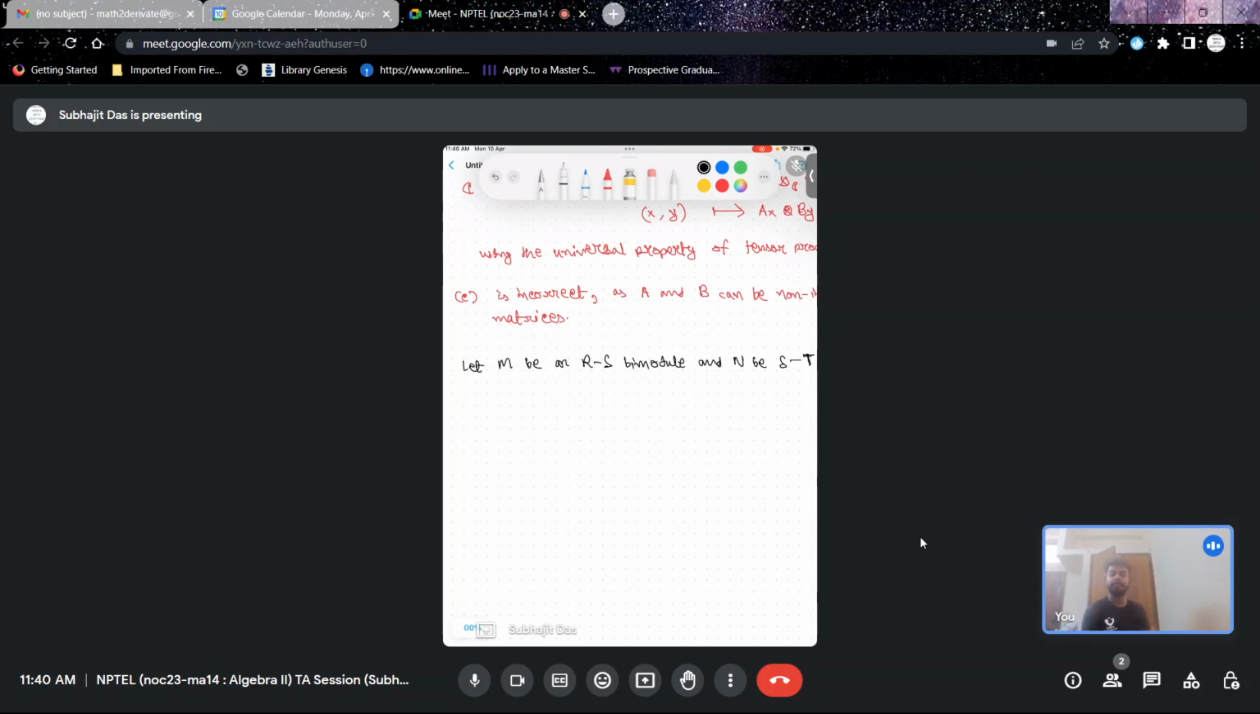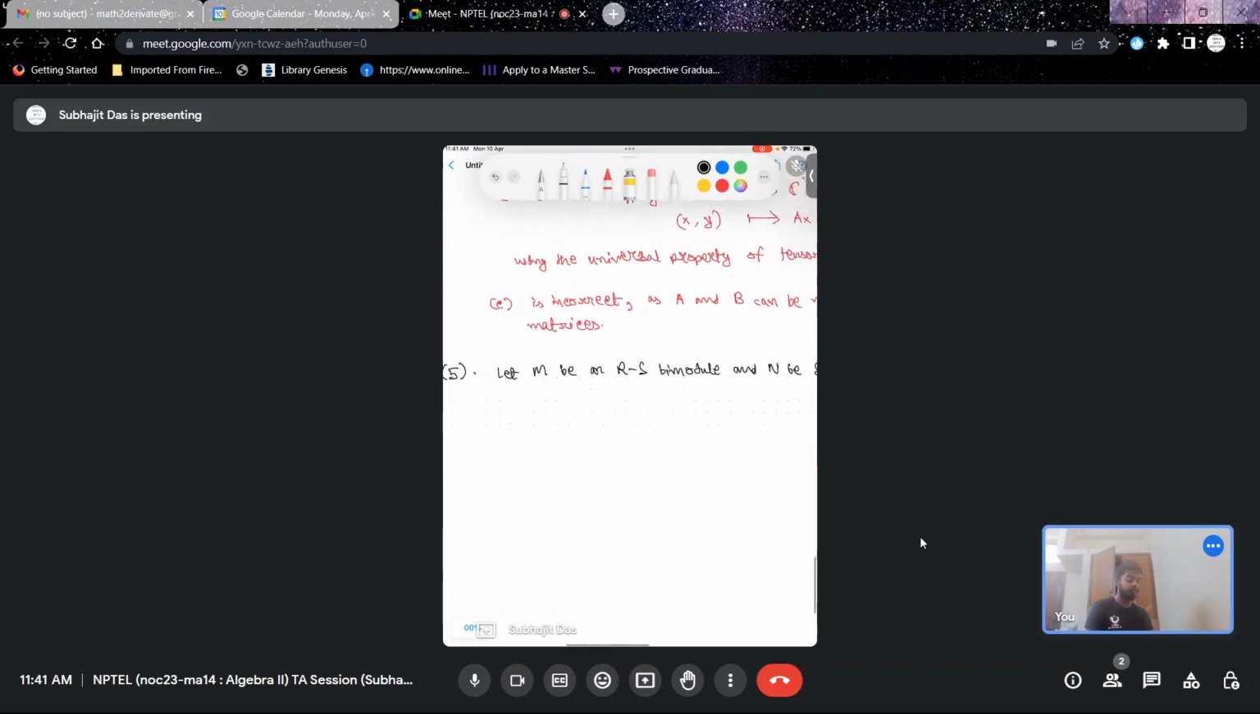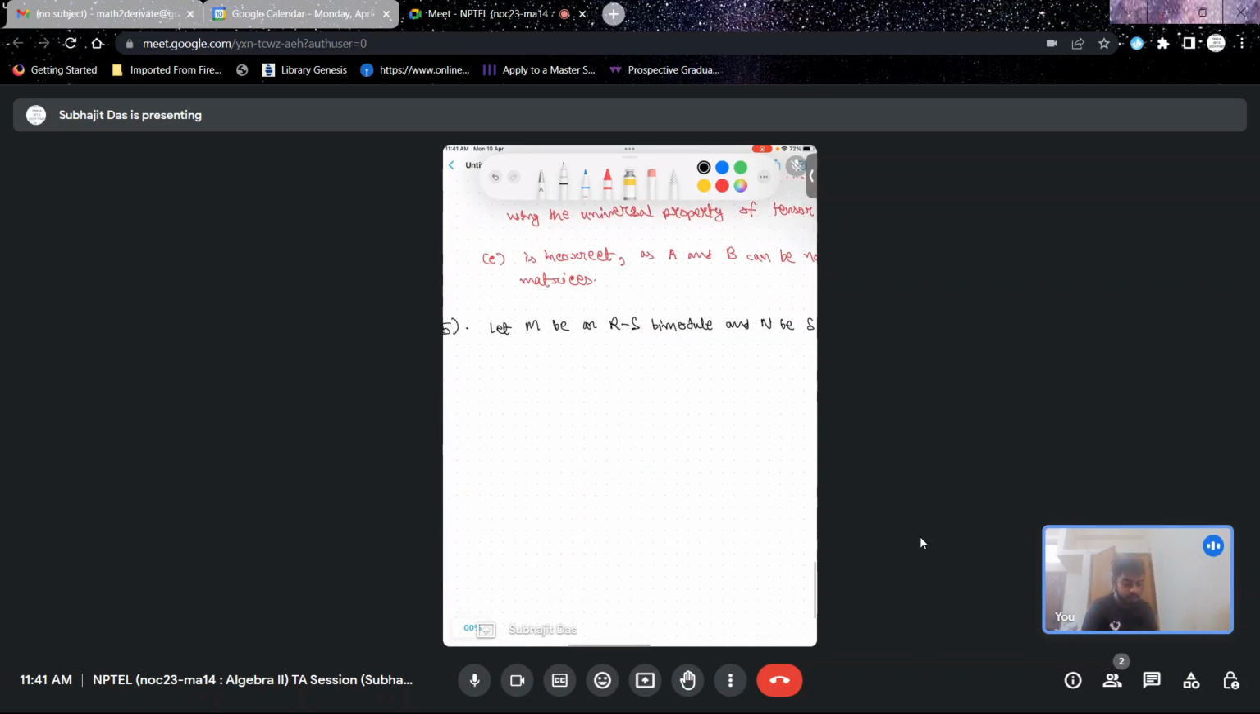And you can alternatively think of this RS bimodule as a functor from, okay, you don't know what pre-additive categories are, so it will not make much sense to talk about it now. So we need to choose the correct options.